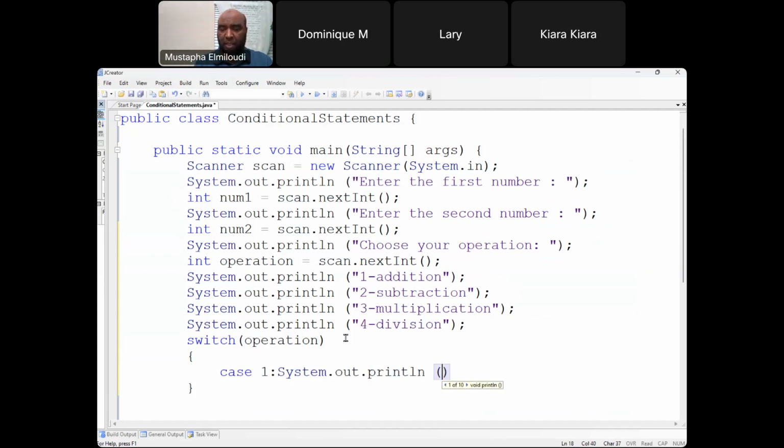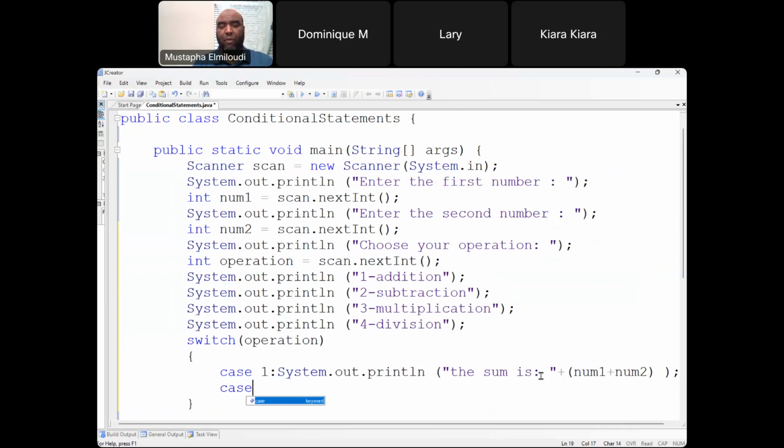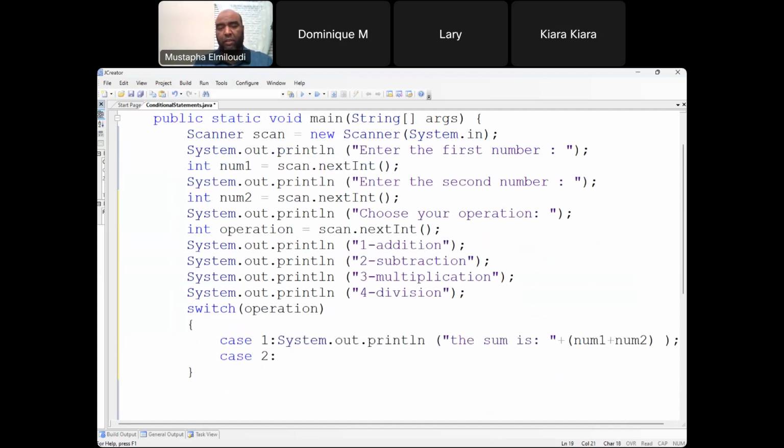So I'm going to put System.out, and here I'm going to put the sum is, and then I'm going to add them up. So make sure that I'm going to put parentheses to make sure that num1 plus num2. Okay. Now, what about case 2? Case 1? Of course, case 1 depends on operation. Remember, the operation is what operation they're going to do. So 1 is addition. For the second one, I'm going to just copy and paste to save time.